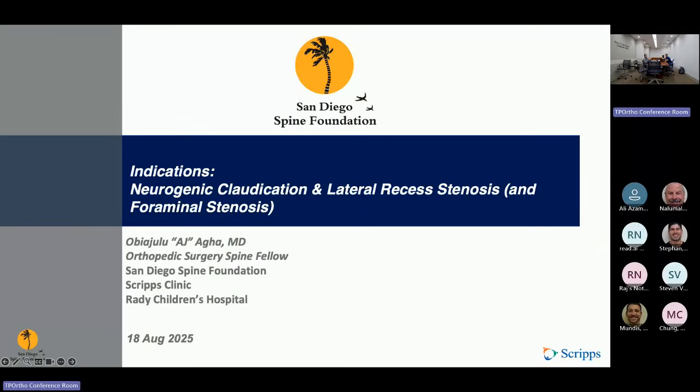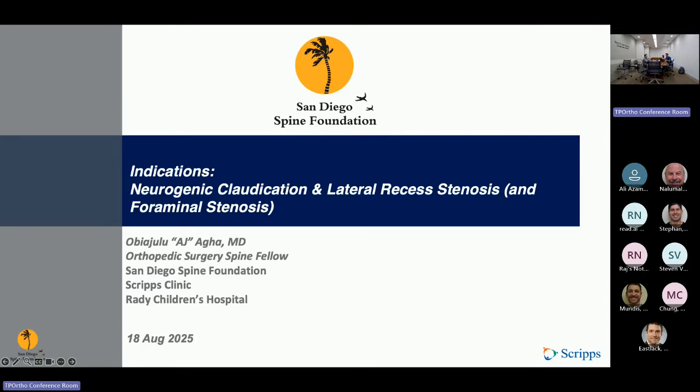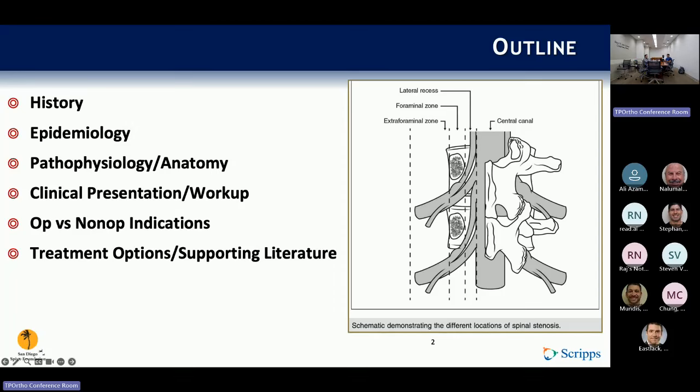We're gonna get started with our indications topic conference today, which will be on neurogenic claudication, lateral stenosis, and we'll also touch a little bit on foraminal stenosis. Thank you all for coming here today. So here's a brief outline of what we'll talk about today, going from the history, epidemiology, all the way down to treatment options and the supporting literature.